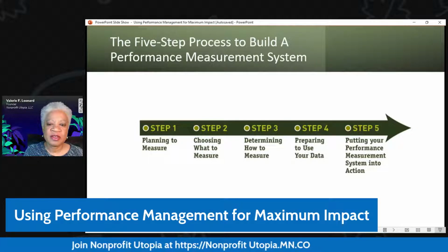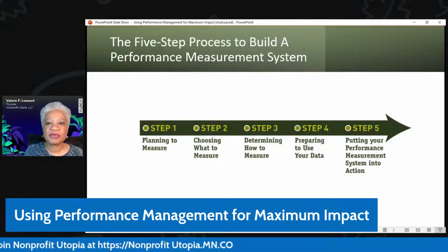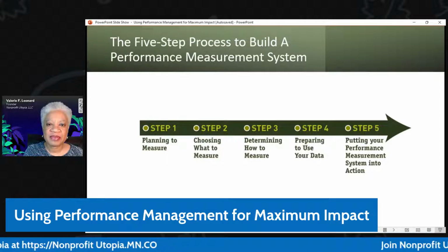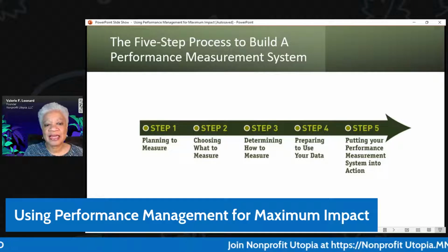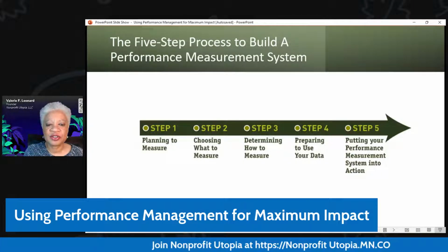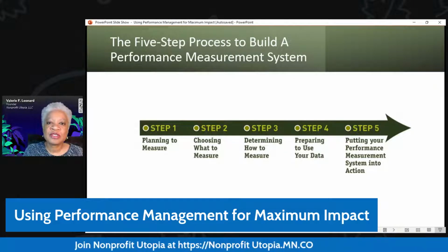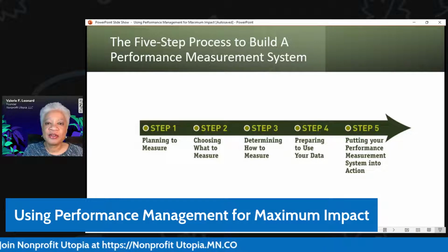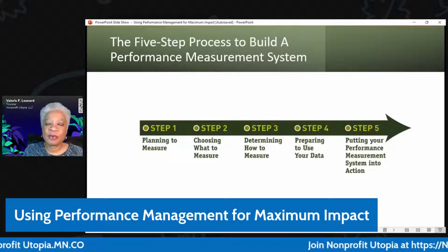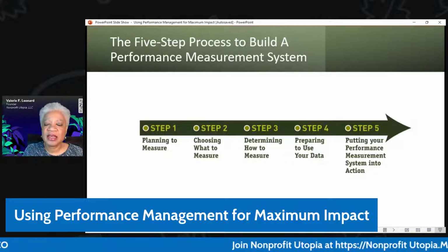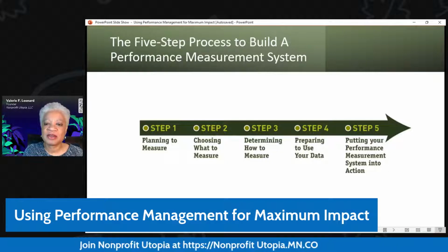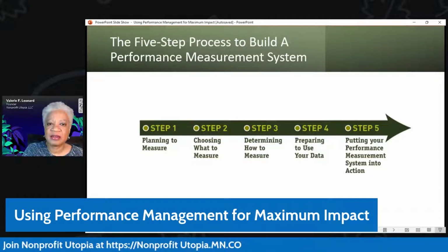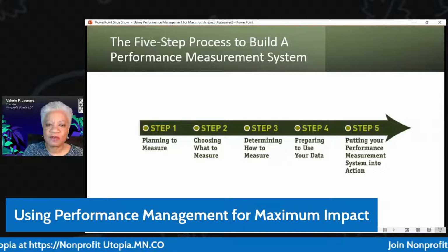All right, so there are 5 basic steps, and we're going to go through those 5 steps in more detail. But the first step is your planning process. So you're planning to measure. Step 2, you're choosing what to measure. Step 3, you're determining how to measure. And then step 4, we're preparing to use the data. And then step 5, we're going to use the performance measurement system to actually evoke some sort of action for the organization.